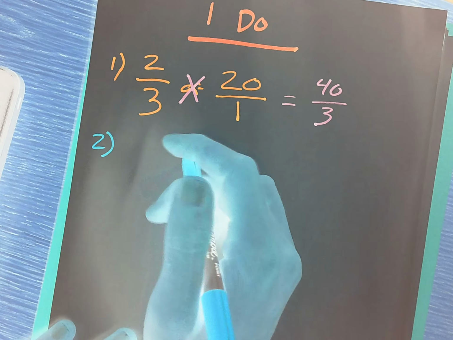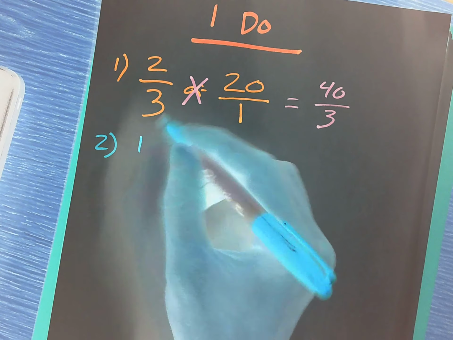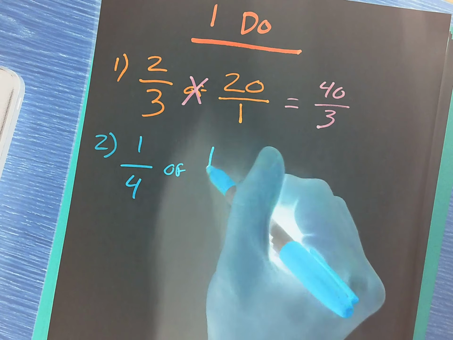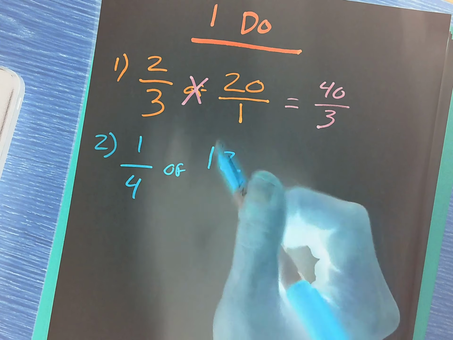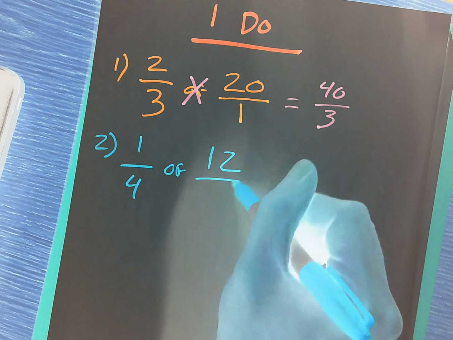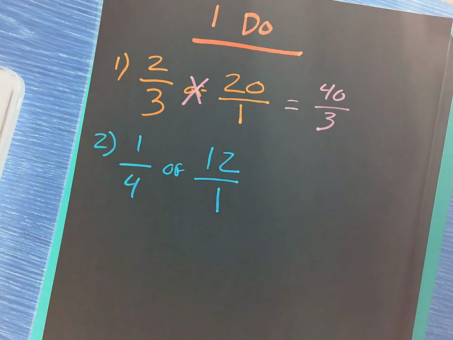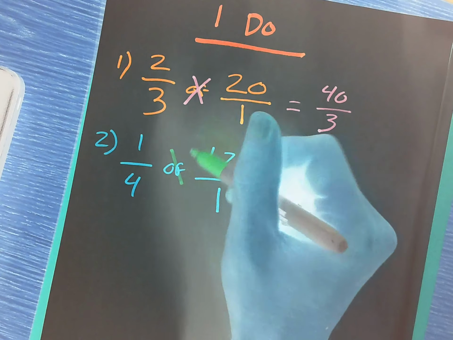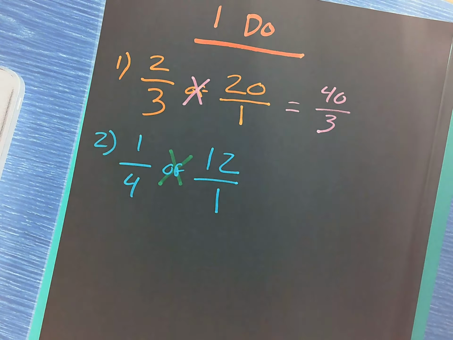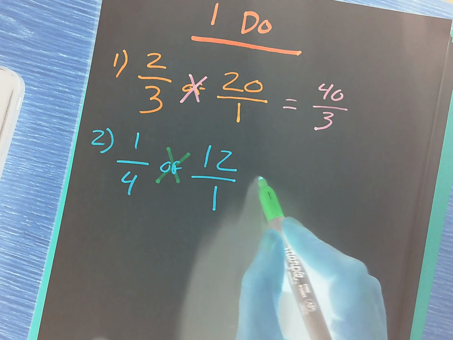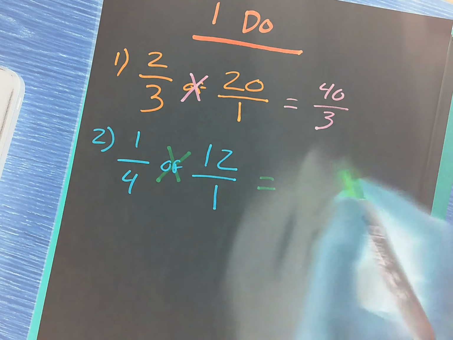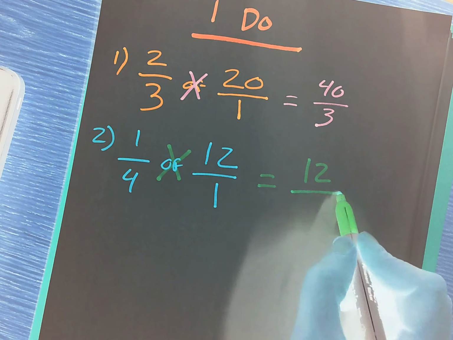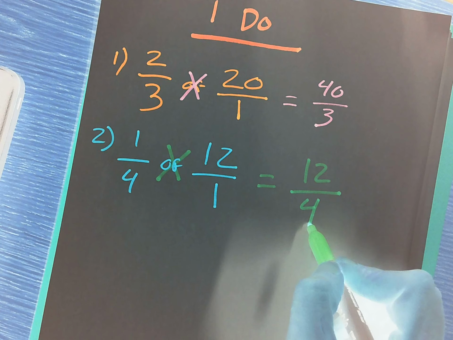The next one we're going to do is find 1/4 of 12. I'm going to do the same thing I did for the first one. I'm going to make 12 a whole fraction by putting it over 1. Then I can replace "of" with a big multiplication symbol and multiply across. 1 times 12 is 12. 4 times 1 is 4. And I can leave it just like this for our sprint.